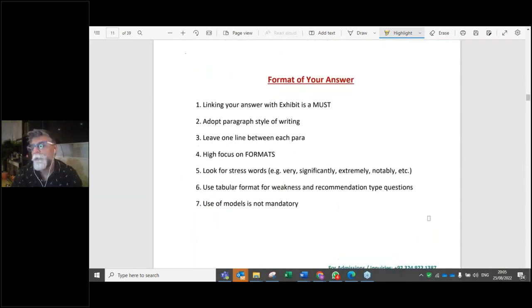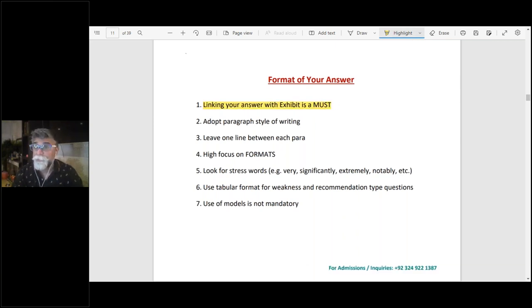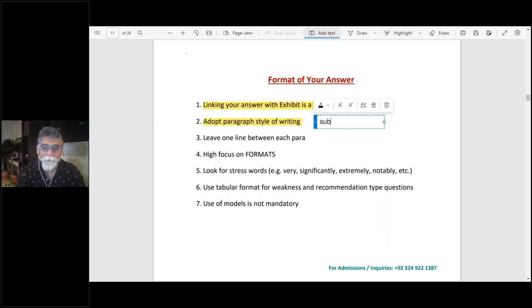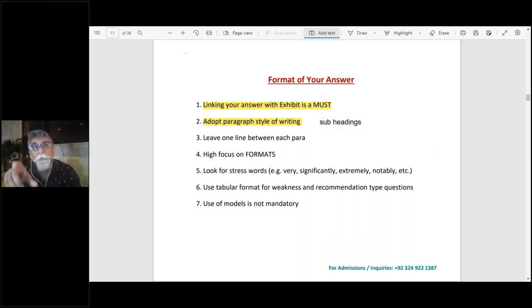All right, guys. Format of your answer, very simple. There's no rocket science. Linking your answer with the exhibit is a must. We saw that yesterday. Adopt paragraph style of writing. Avoid bullets. Give small paragraphs. Try to give headings. If you can give subheadings, it would be very nice. For each paragraph, if you saw yesterday, I gave some subheadings in the second question, just so that the examiner can see what you're talking about. And did you notice that I love leaving 1 line between each paragraph? So on your CBE platform, just leave 1 blank line between each point or each para, so that the examiner can visually see your different paragraphs clearly.